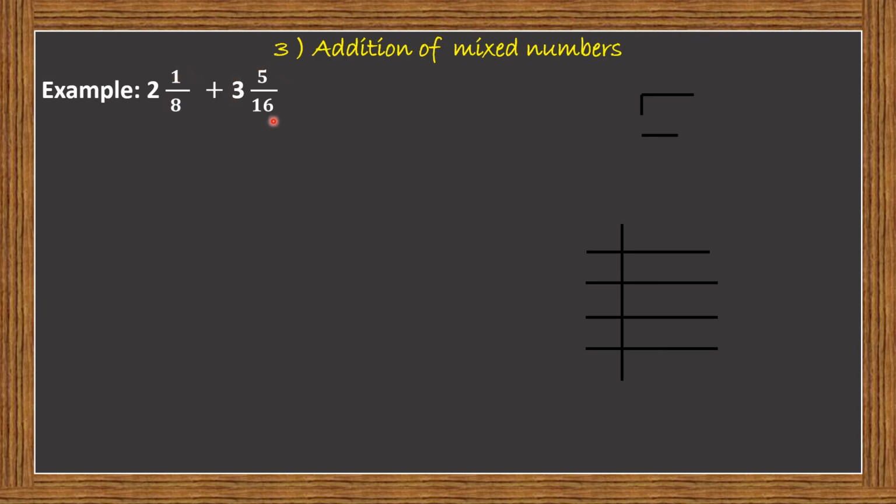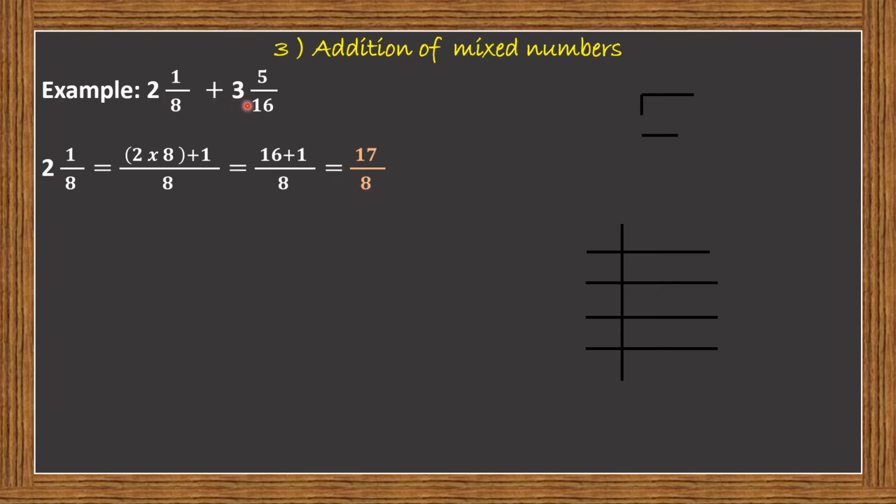Now in this case you will multiply 3 and 16 and you will add 5 to it. So let's do that. So it is 2 into 1 upon 8. So we have multiplied 2 and 8 and we have added 1 to it. So 2 into 8 is 16 and plus 1 becomes 17 upon 8. So this will be the next improper fraction which you are going to get from the mixed number.